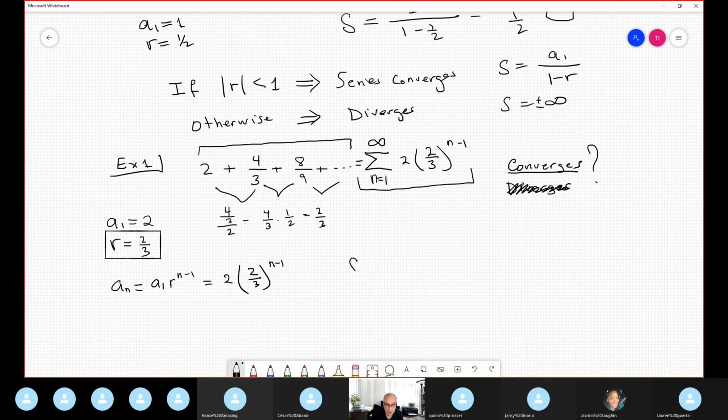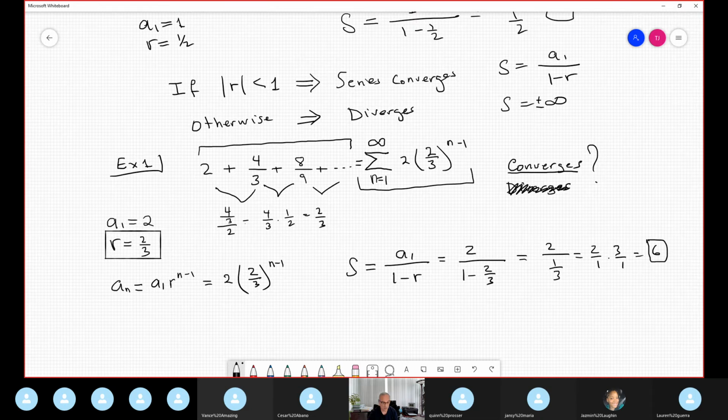Our value is a1 divided by 1 minus r. a1 is 2, over 1 minus 2/3. So 1 minus 2/3 is 1/3, no? 1/3, and flipping it, 2 times 3/1 is 6. The answer is 6. Wow, it converges to 6.